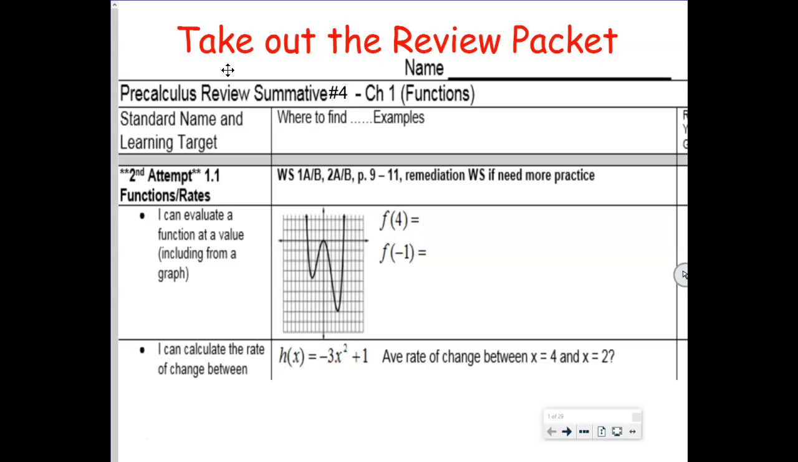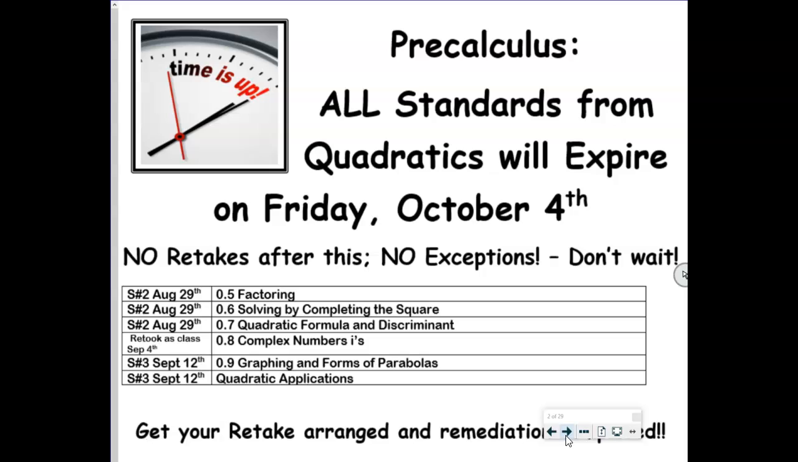So first, before we get going, here's your next warning for expiration. Next Friday, we're going to expire the quadratic standards. That goes all the way through quadratic applications, which are those questions where, like, how many hot dog vendors should you have to maximize your revenue? So that was on the last test. So everything from quadratics, you cannot retake after next Friday. So you have 3 days this week, and then all next week. Okay?